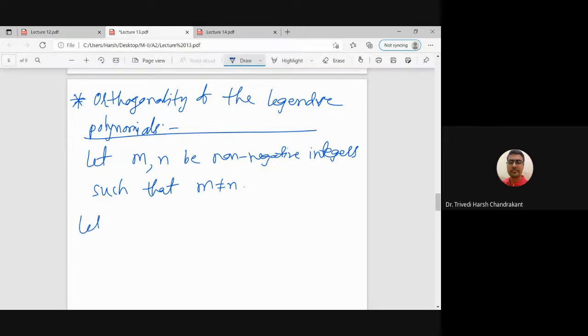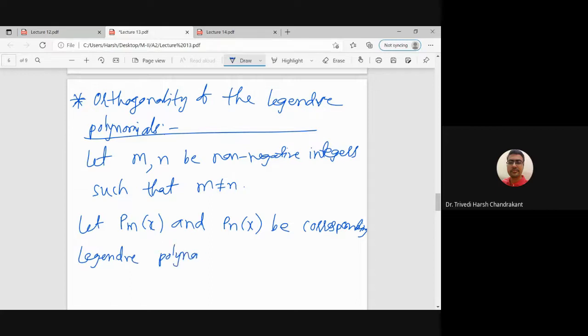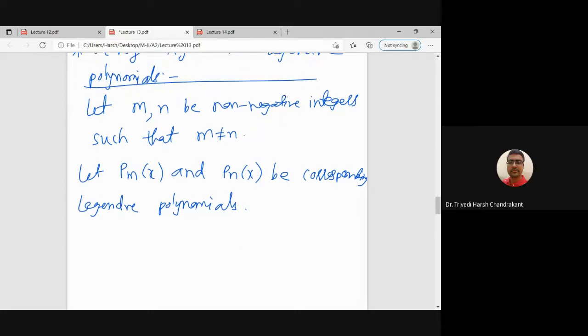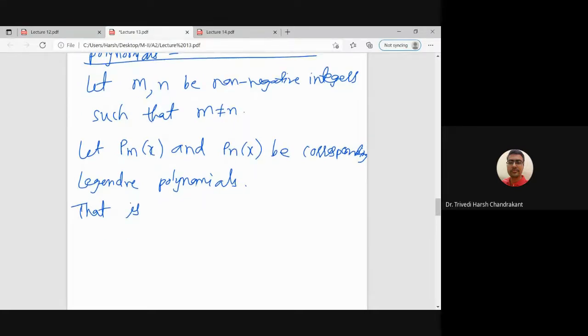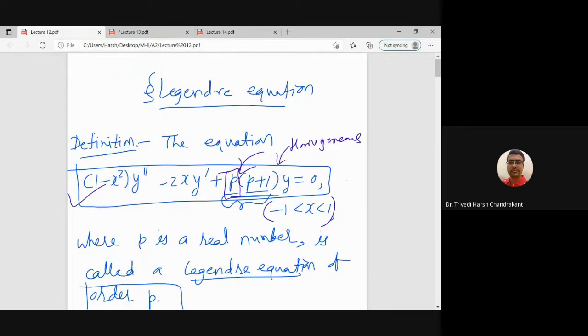So let Pm(x) and Pn(x) be the corresponding Legendre polynomials. Pm corresponds to m and Pn corresponds to n. What does this mean? This means these two are the polynomial solutions of the Legendre equation when p is equal to m and p is equal to n.